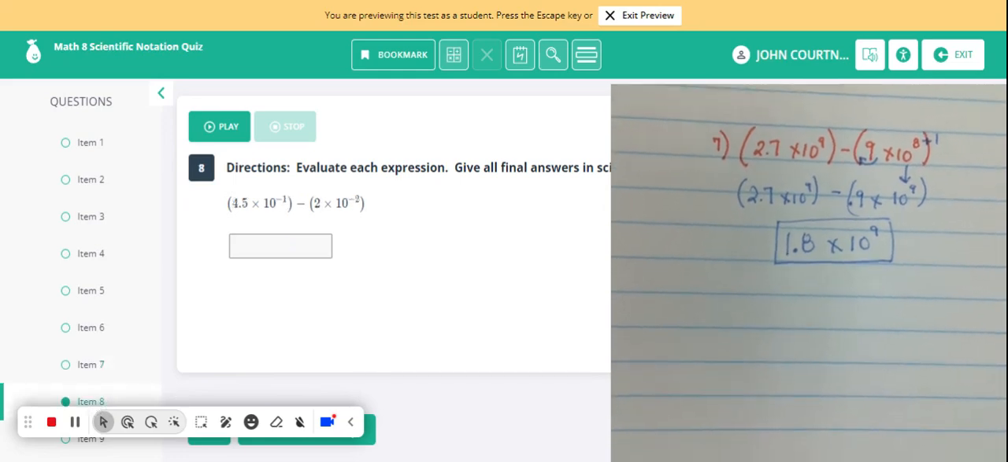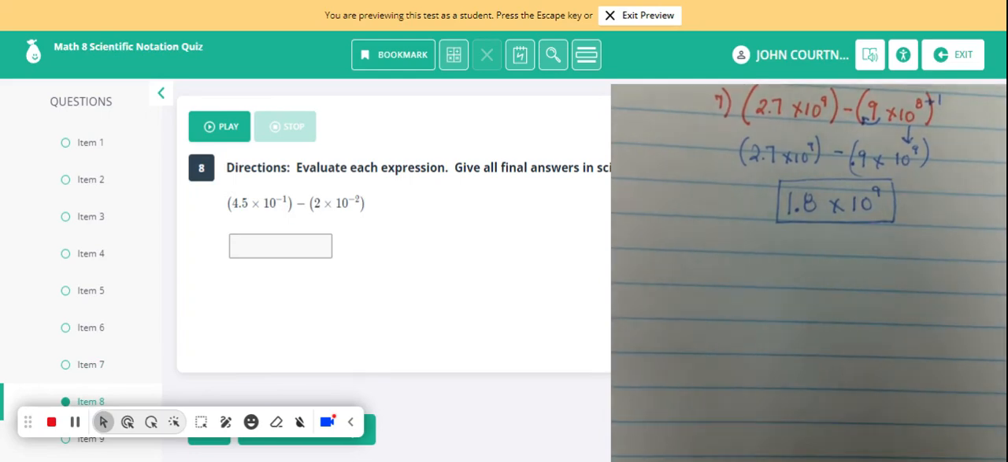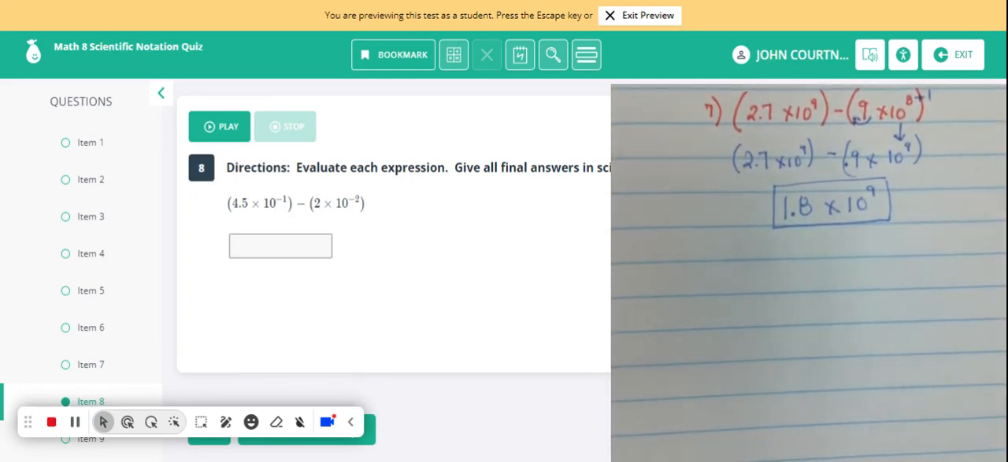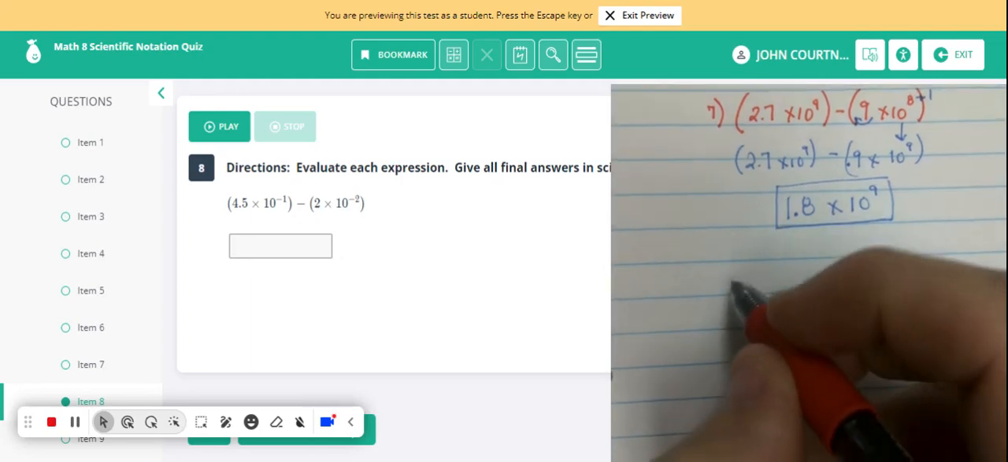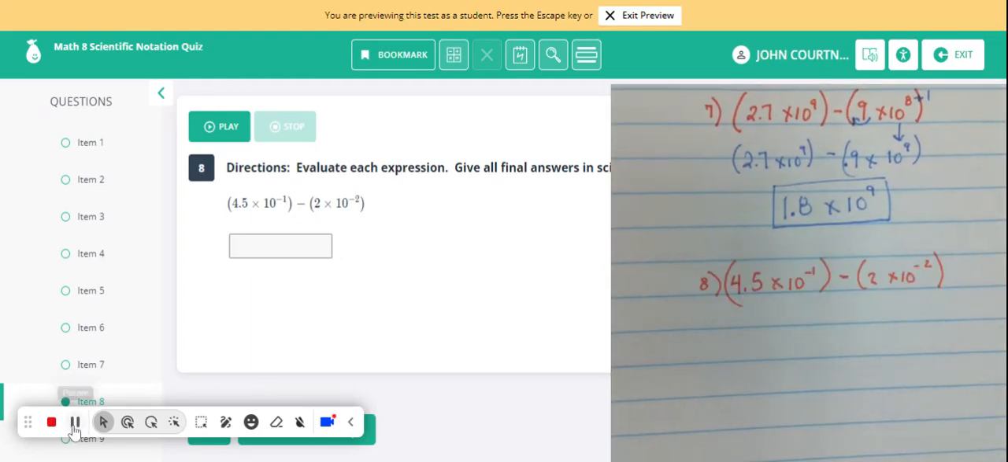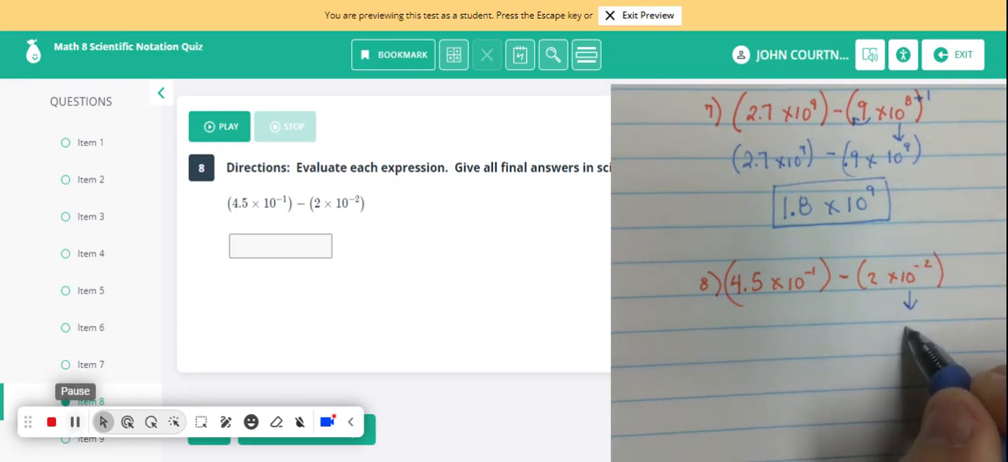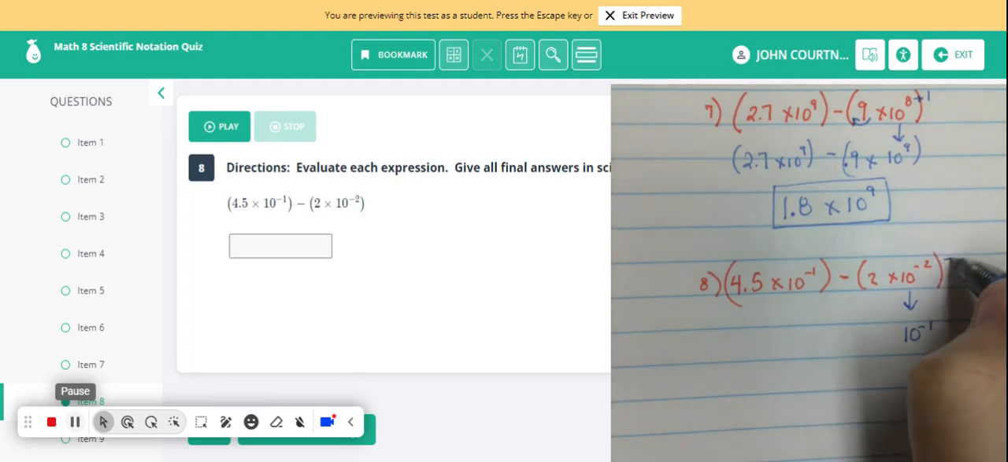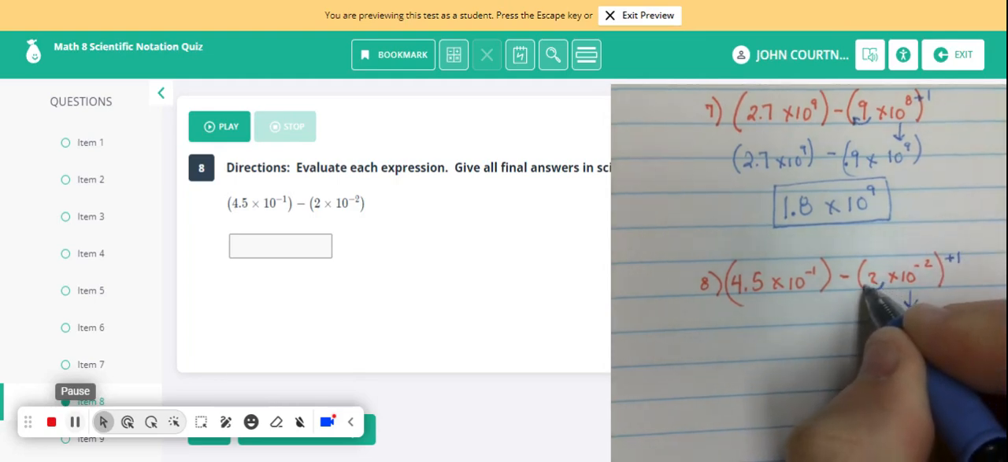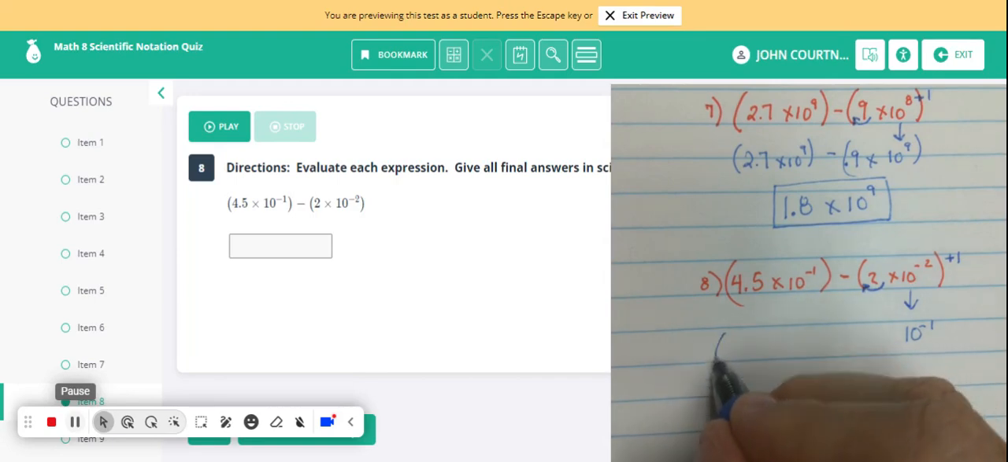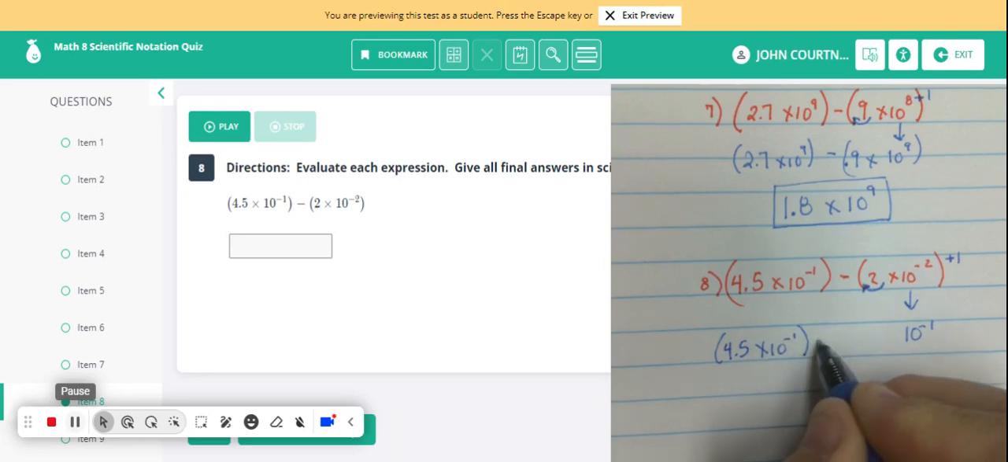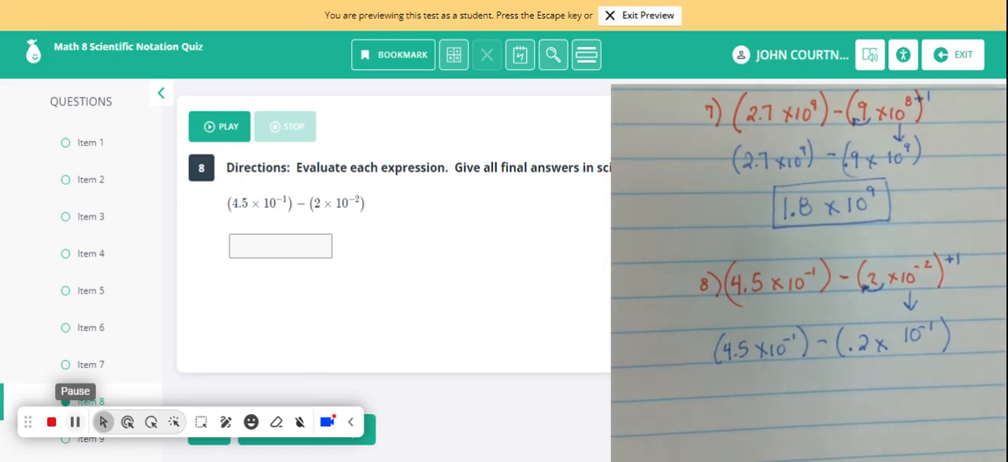Another subtraction problem, same rule. We're not changing what we know. We're building on it. So I'm still building on those exponent rules that we learned not too long ago. I'm going to change my exponent, making the smaller larger. 10 to the negative first. I added 1 here, so I moved 1 spot back. This becomes 4.5 times 10 to the negative first. Haven't changed that. Subtracting 0.2 times 10 to the negative first.